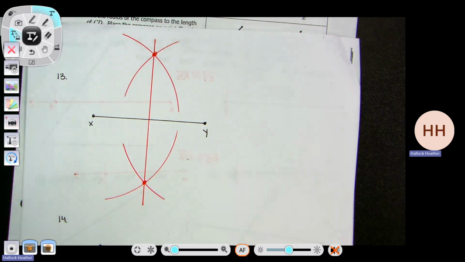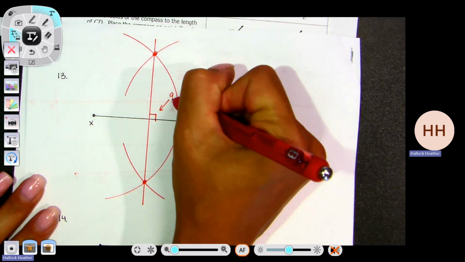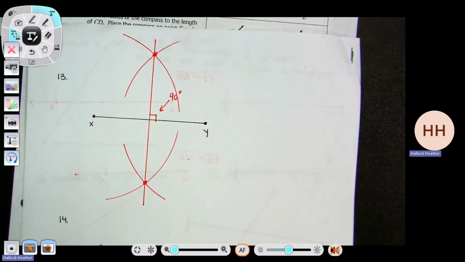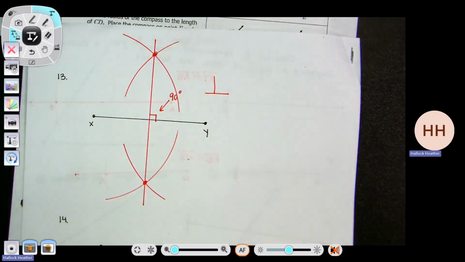These are perpendicular. Perpendicular means 90. So this is a 90-degree angle. Your symbol for 90 degrees is an upside down capital T. It's saying it's perpendicular. They're crossing at a right angle.